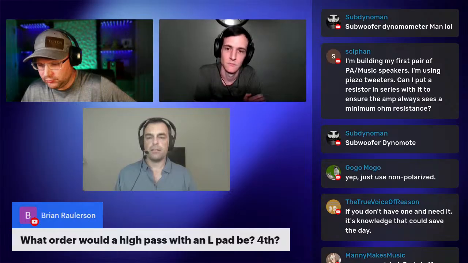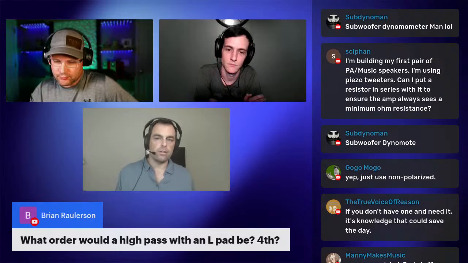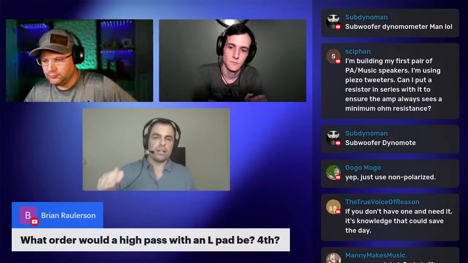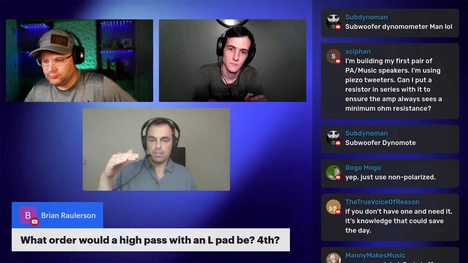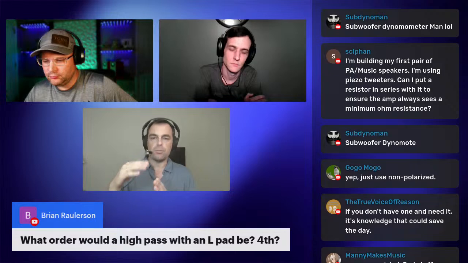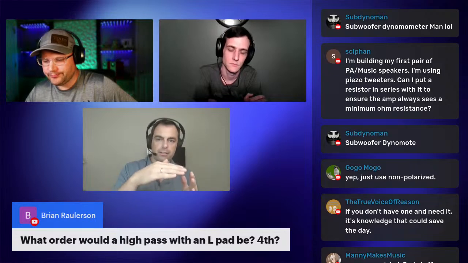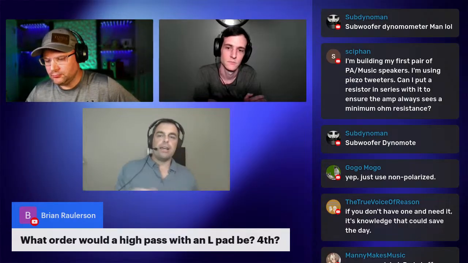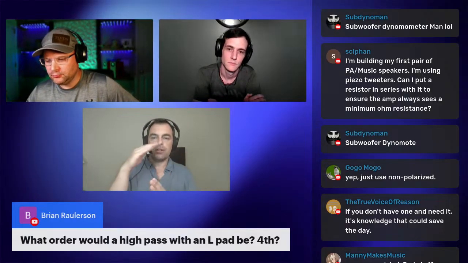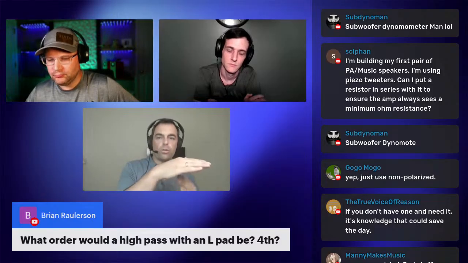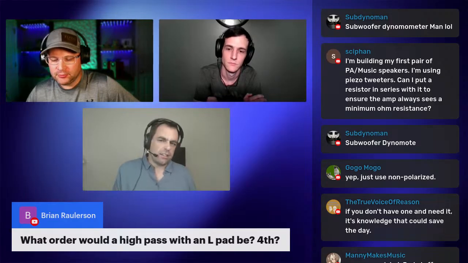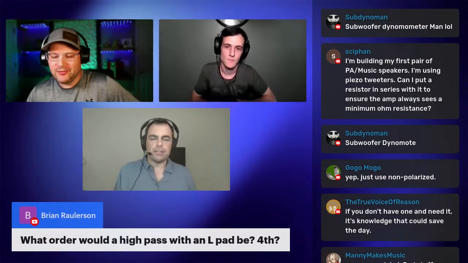I think, just to say a high pass with an L-pad, there's no way to know what order the crossover is. Basically, when it comes to a high pass, you're going to have a series capacitor with a parallel inductor, with a series capacitor with a parallel inductor, as many times as you want. And every time you add a component, you're adding a pole, you're adding an order to your filter. 6 decibels an octave, yeah, in theory. It never works out exactly to 6, but yes.